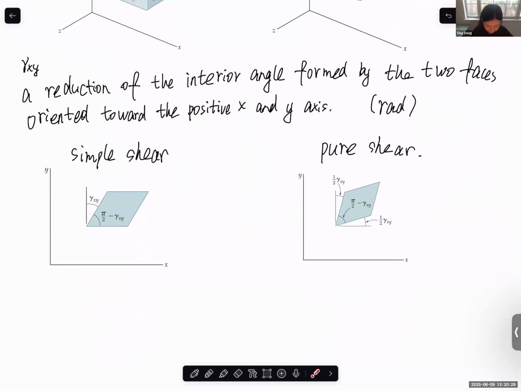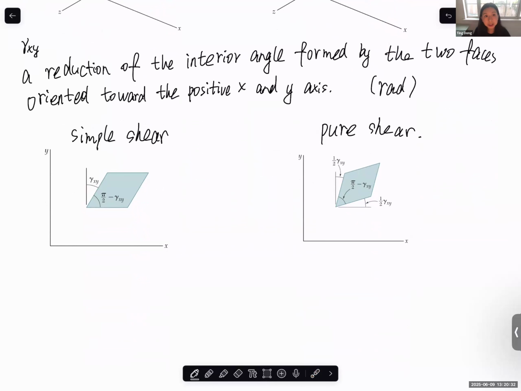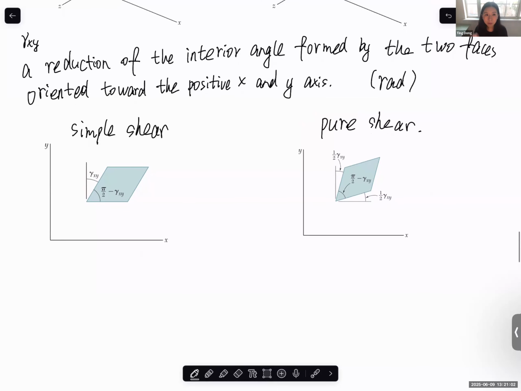And another thing, as I said, is the relation between the shear stress and shear strain. If you remember, we talked about that for the 1D situation, when you have tension compression, we have the normal stress, we have normal strain. What is the relation between normal stress and normal strain? Anyone remember? Young's modulus. Thank you. Normal stress equal to Young's modulus E times normal strain, right?